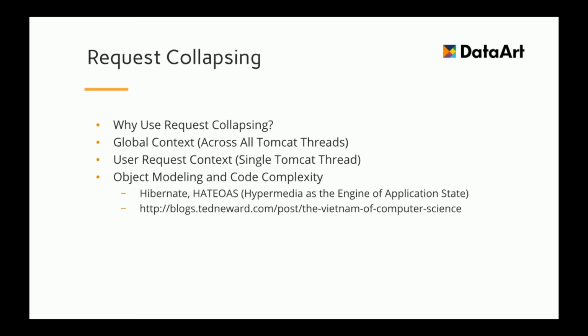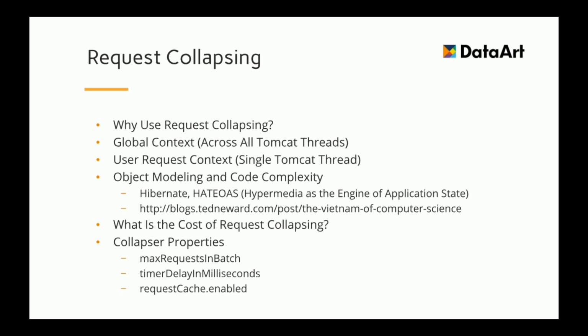And okay, we talked about the cost. What can we set up? We can, for example, limit the requests which we want to have in one batch, because within this 10 milliseconds we can have 10,000 requests which will be merged together, and maybe this is too much for our dependency, for our service, so we can limit it. Okay.